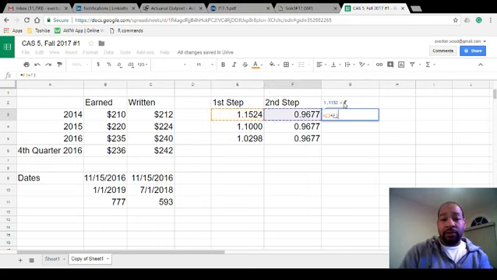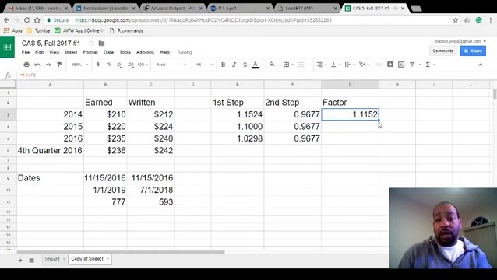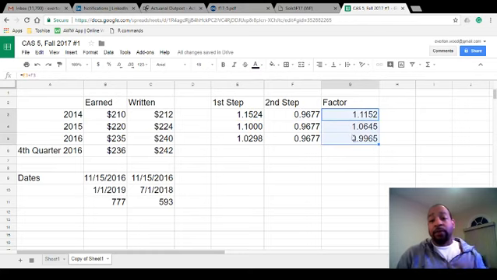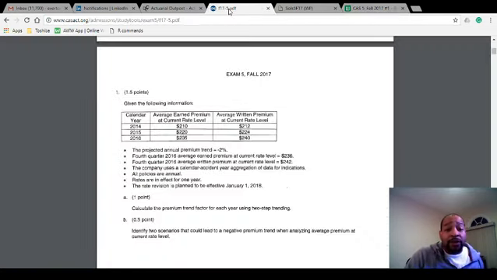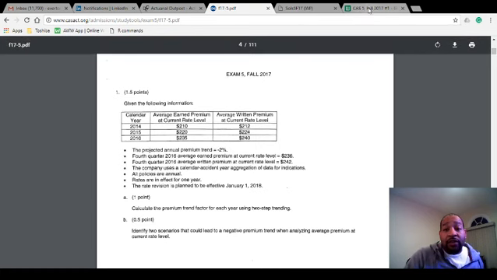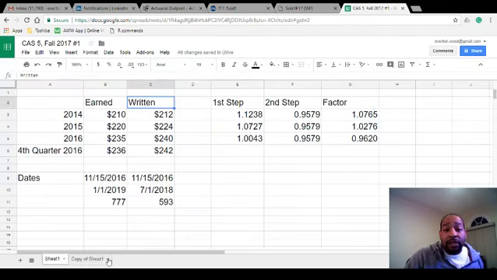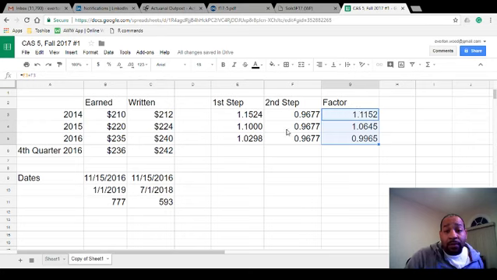It's just going to be simply this times this, and we drag that down, and these three numbers here, the 1.152, 1.06, whatever. This would be the answer, the three answers to the question if you were to do the written premium comparison. But like I said, either of these answers, these in the factor column, should be acceptable for the full point on the actual exam.